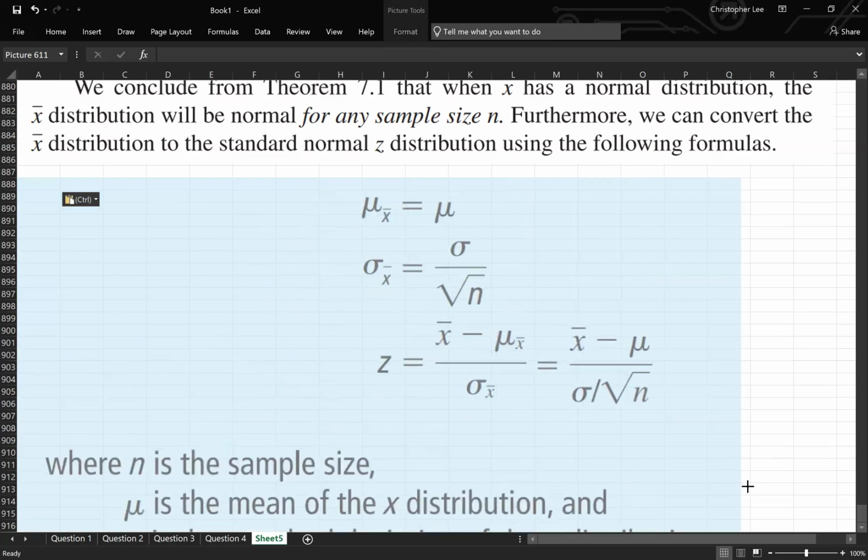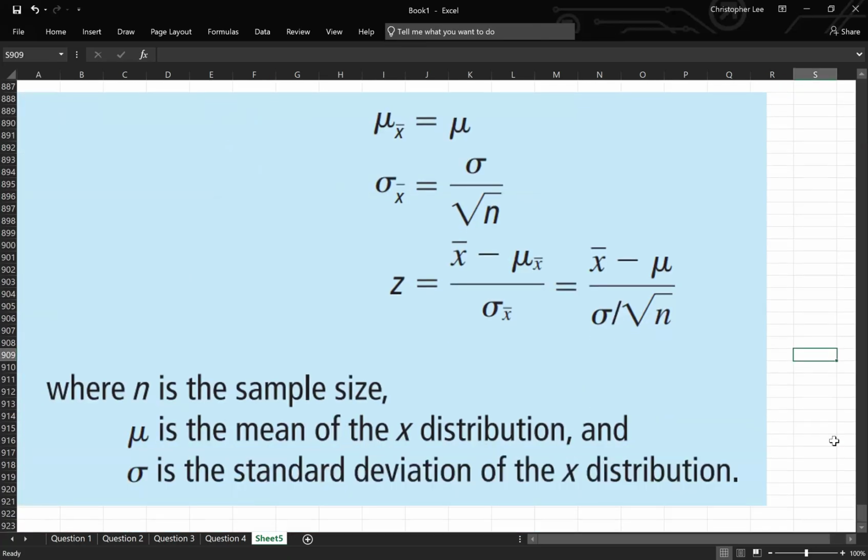So our mean for X bar is going to be mu X bar is equal to mu. Our standard deviation for X bar is going to be equal to the standard deviation divided by the square root of n. And then our Z value will be Z is equal to X bar minus mu for the X bar distribution divided by sigma, right? Our standard deviation for the X bar distribution. Or you can simply say that it's going to be X bar minus mu over sigma over the square root of n, where n is the sample size. So mu is the mean of the X bar distribution, and sigma is the standard deviation of the X bar distribution. All of this is in chapter 7. You don't need to worry.